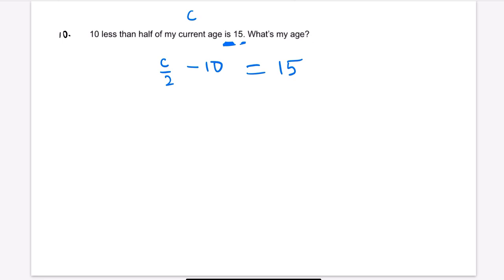And what is my age? What is my current age? The question should be, what is my current age? In our case, it's a letter C. That's a variable that we assumed as a current age. See how I converted. Let me repeat this one more time.